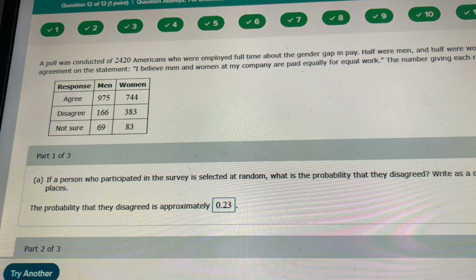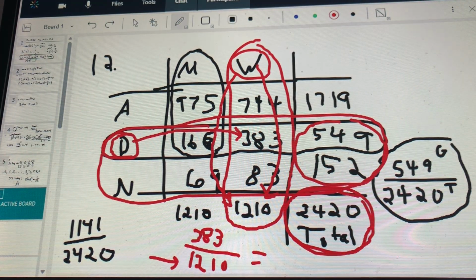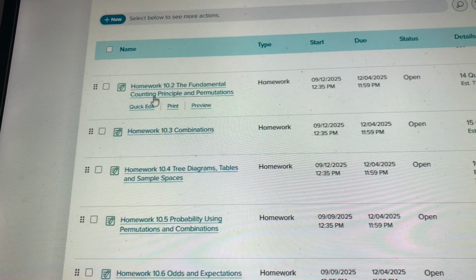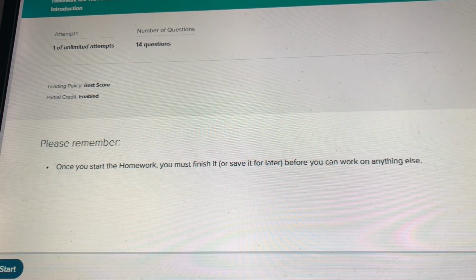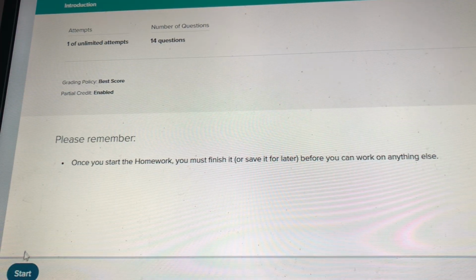Okay, so we're done with 10.1. That had 12 problems. 10.2 is called the fundamental counting principle and permutations. Okay, that's weird, they usually put permutations and combinations together instead of these two together. Good news is this is pretty easy too, mathematically anyway.